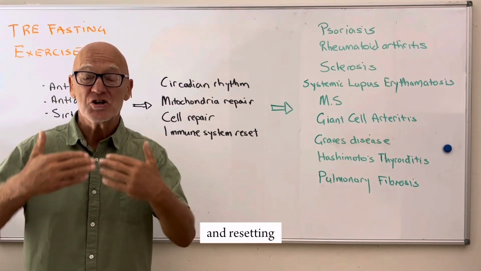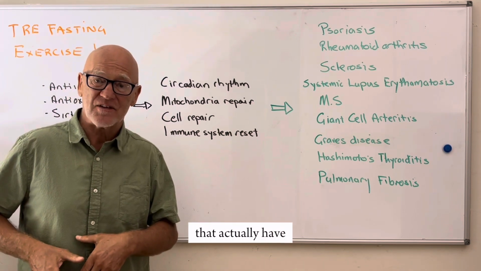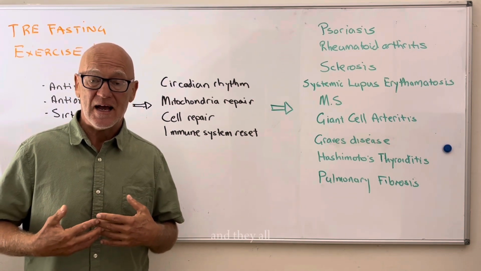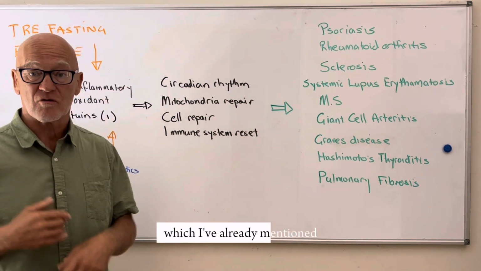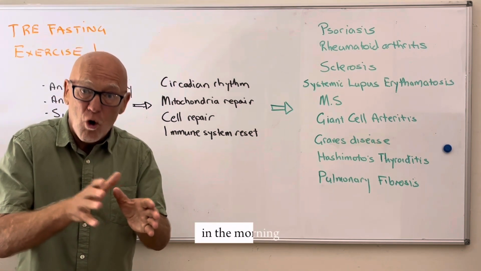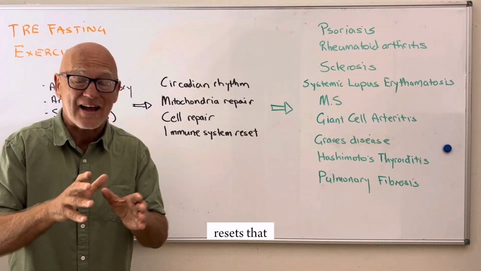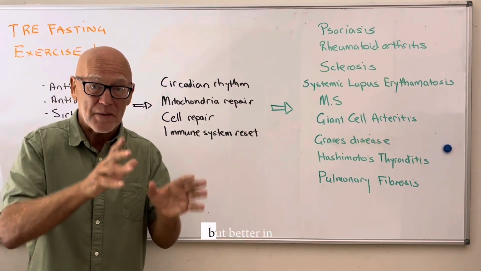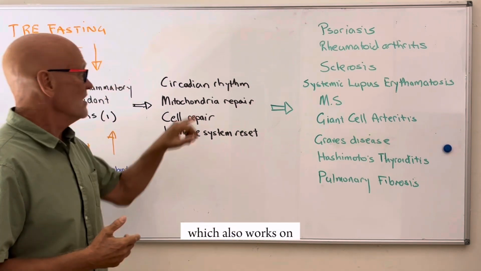and resetting your circadian rhythm, because there's about 20 or 30% of your cells that actually have these receptors or coordinators in there for your circadian rhythm. And they all run on the timing and they reset with each other. And so resveratrol, which I've already mentioned, helps reset that. Time-restricted eating, having some in the morning and eating up to say 6 o'clock in the evening and not late at night, resets that, as does exercise, which is better in the morning than in the evening. Anytime is great, but better in the morning. And obviously looking after your gut health, which also works on the circadian rhythm.